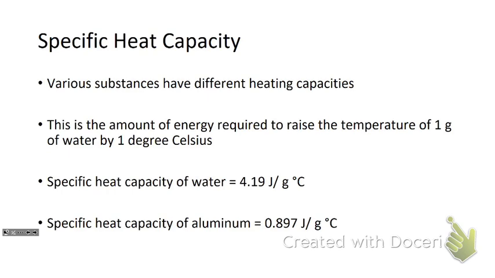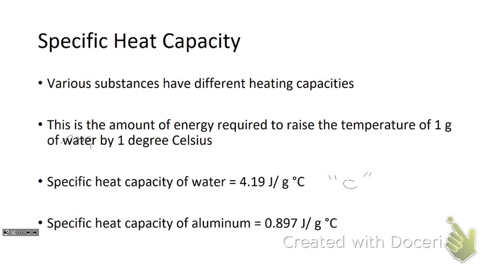So this value here is the amount of energy required to raise the temperature of 1 gram of the substance by 1 degree Celsius, okay? In this case, this is the specific heat capacity of water. So this is the C value. C is specific heat capacity, okay?